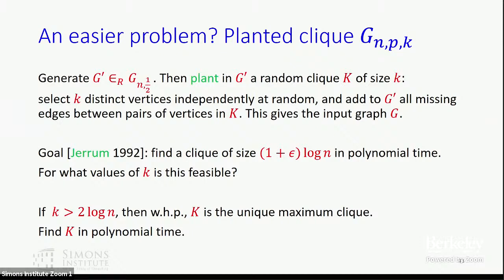So for what values of k is it feasible? If k is equal to n, of course, you can do it easily because the whole graph is a clique. If k is equal to 1, it didn't help you at all, what we did here. So probably for some value in the middle, it should help you.